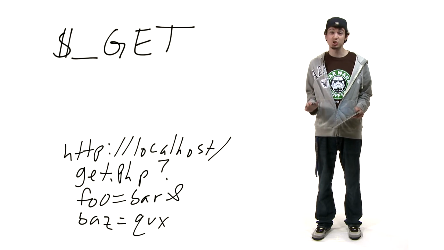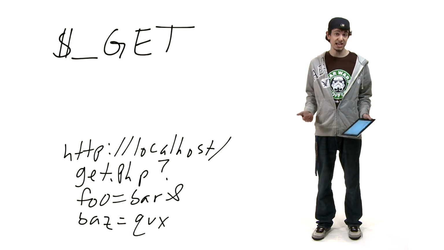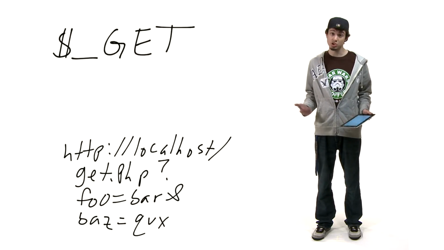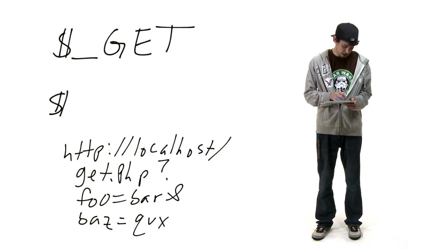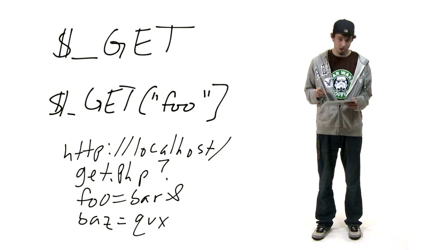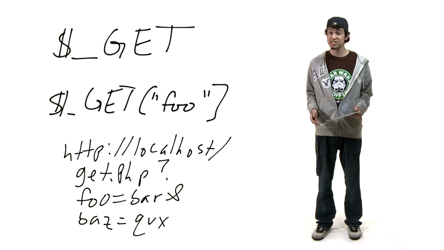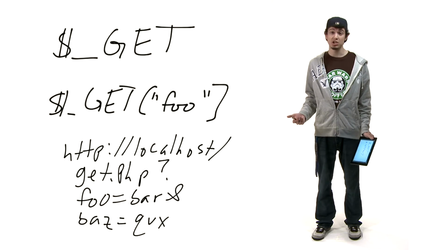$_GET is an associative array that is automatically populated with query string data. So that means that given this URL, $_GET["foo"] will be equal to the string bar. So let's take a look at get.php to see $_GET in action.